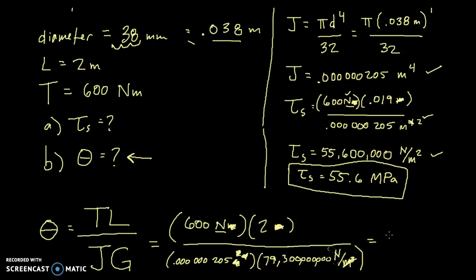So radians are kind of funny units. They're almost like unitless units. So everything should cancel out. All the meters cancel out, all the newtons cancel out. And what I'm left with is 0.0738. And these units are in radians. Okay, so this formula gives us radians.